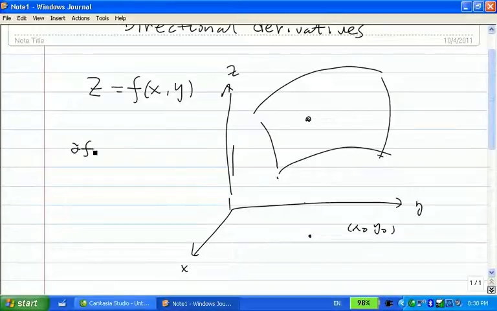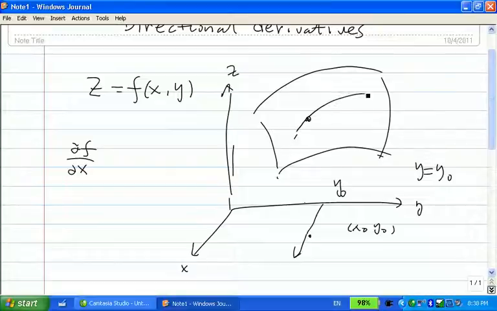Remember, we treat y as a constant, y naught. Now, let y equal y naught, which is a plane. Go up, intersect your surface, and you will get a curve. Then partial f with respect to x gives you the slope of the tangent for that curve.